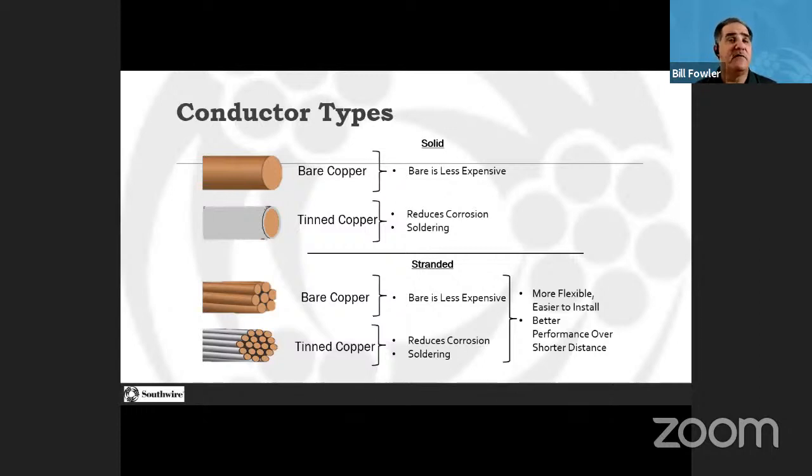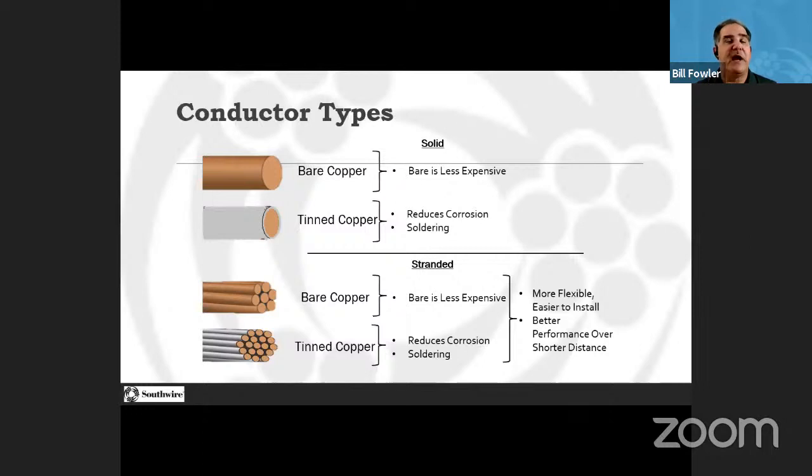And so it's also better for soldering. Some of the applications we'll see out there use a solder connection. So the tin works better with the type of solder that's used, usually silver based or tin based. So that makes it better for soldering. So in solid construction, those are the two most common you're going to see in the low voltage world.